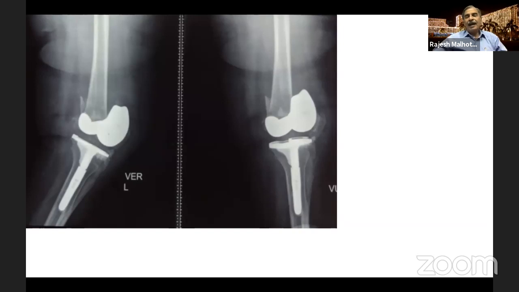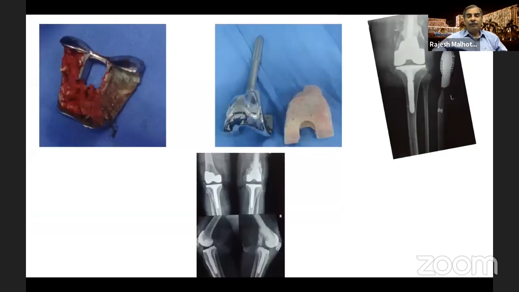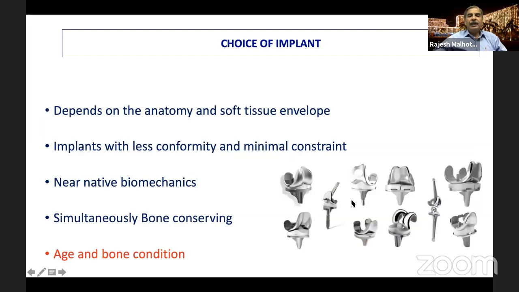So essentially, what happens is that when you are increasing the constraint, you must remember that it is actually transferring the stresses to the host bone. If the bone is osteoporotic, like it was in this case, it can give rise to a premature failure. And when I went there, I found hardly any bone there. It was all crushed, and I had to use a distal femoral allograft with the constrained kind of knee with the femoral stem. So the choice of the implant really depends on the anatomy and soft tissue envelope.